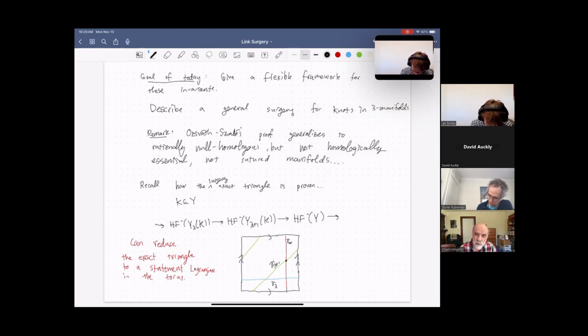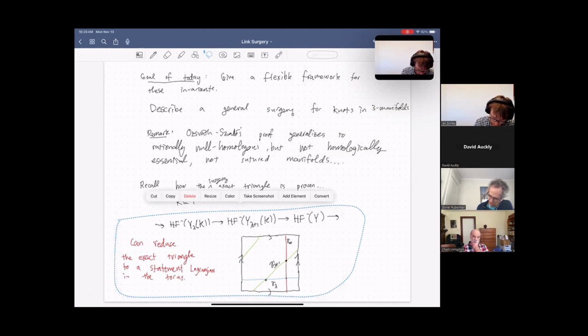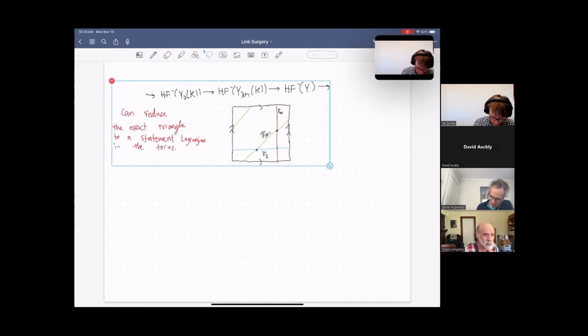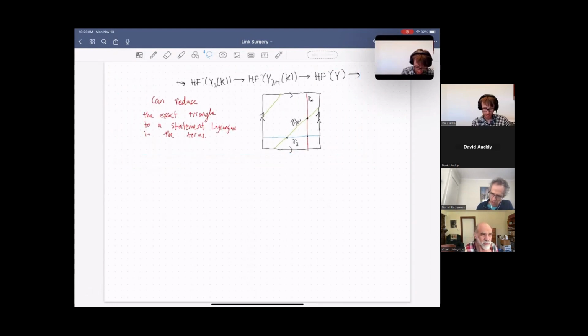Okay, I'm sort of running out of room here, so I'm going to just copy this and go to the next page. Okay, so we have these 3 Lagrangians, and we can think of them as objects in the Fukaya category. So gamma infinity, gamma lambda, and gamma lambda plus 1 are objects in the Fukaya category.